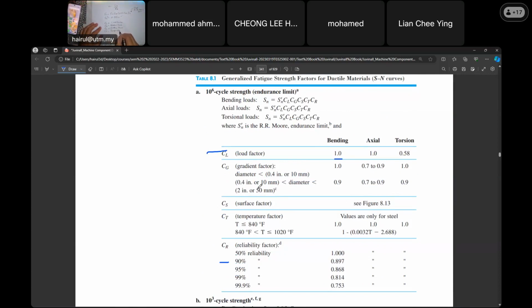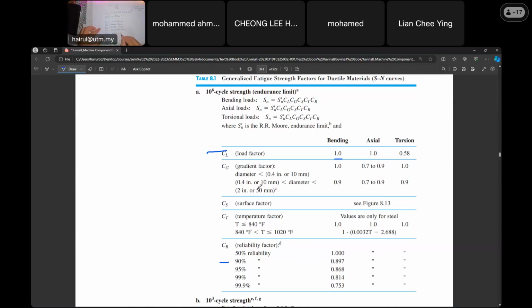Okay, temperature factor, and CR is the reliability factor. All you get from table 8.5 in the textbook. If you have the textbook, you have to bookmark it and highlight it. Later during your exam, you bring your textbook, already marked, so it's easy for you to turn to the right page, because you will refer to this a lot.